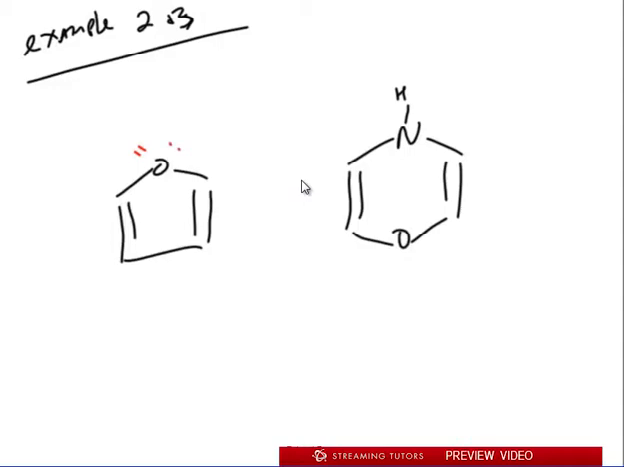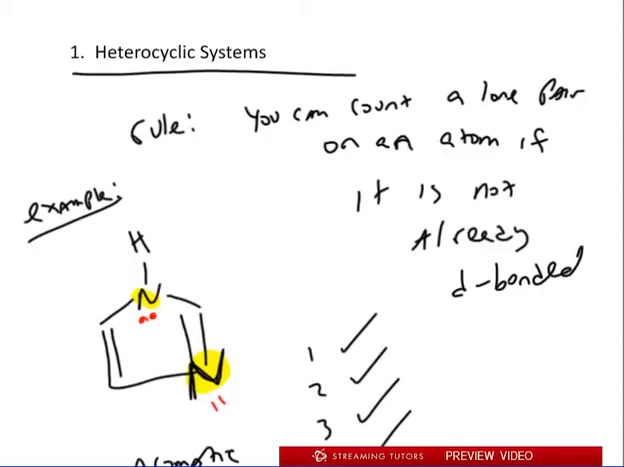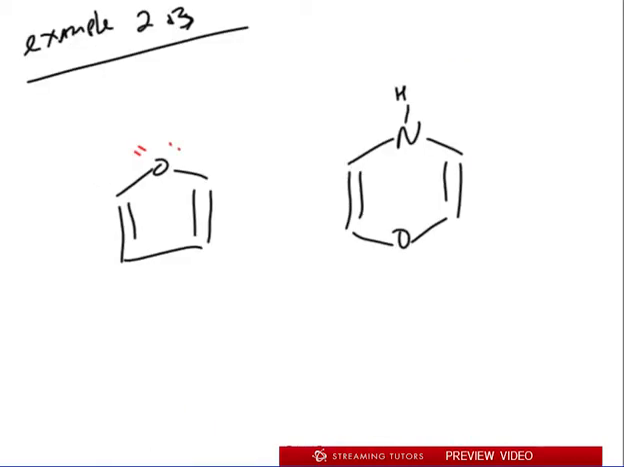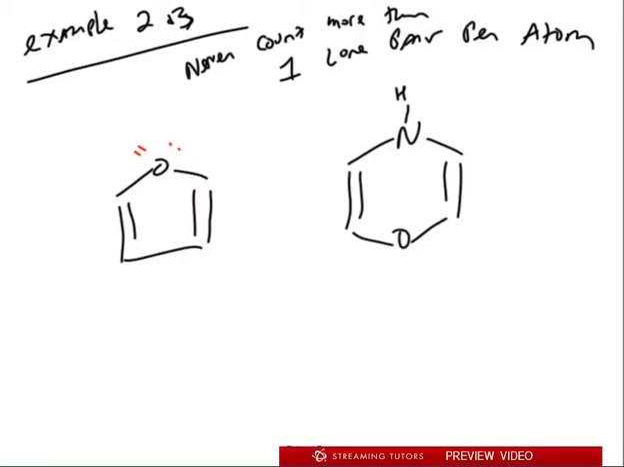So this oxygen has 2 lone pairs, but the rule is you're allowed to count only 1 lone pair. You could never count more than 1. Never count more than 1 lone pair per atom. Because it's impossible, like a triple bond, you're not going to have both pi systems going. Same thing, you can't have both lone pairs flying around, only one of them.